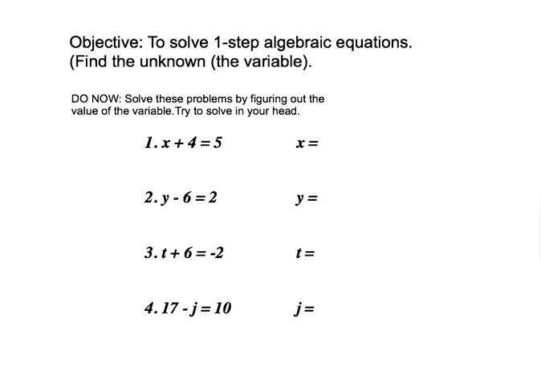Number 1 is asking what x plus 4 equals 5. What could x be if you add 4 to it and it gets you 5? Well, I know that 1 plus 4 equals 5, so x has to equal 1. I'll just put a little 1 right here. X equals 1. All right, go ahead and try 2 through 4 on your own. Pause the video now.